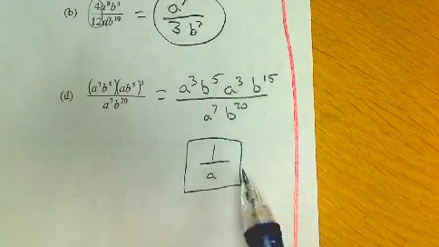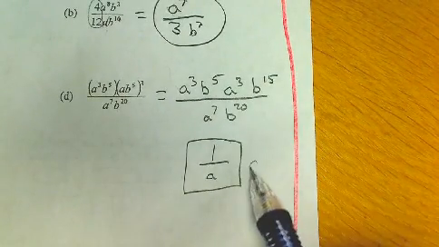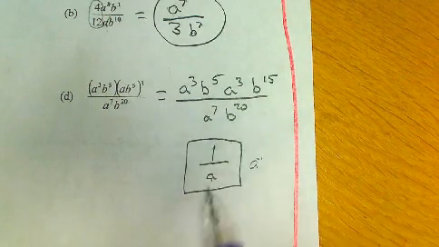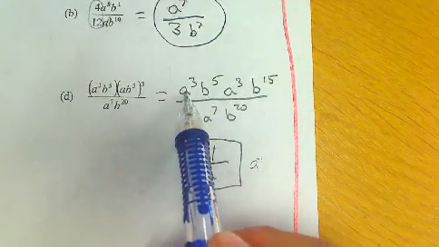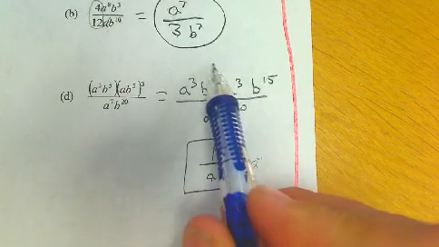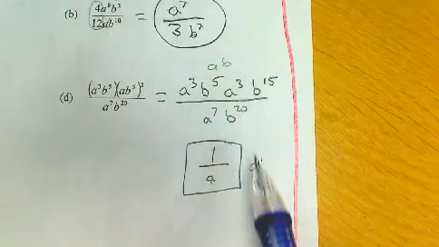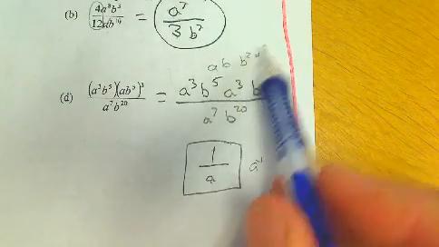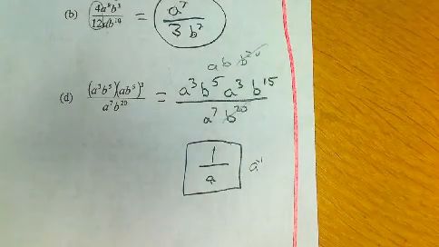Hardest one for everyone? I saw many a's, but it's a to the -1, which is just 1 over a. But this is a to the 6 on top. This is b to the 20th. So those b to the 20th cancel out.